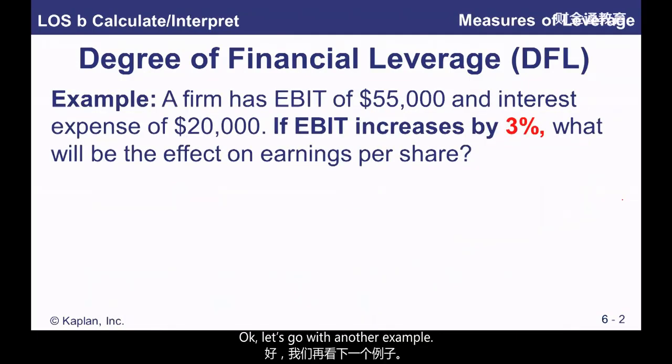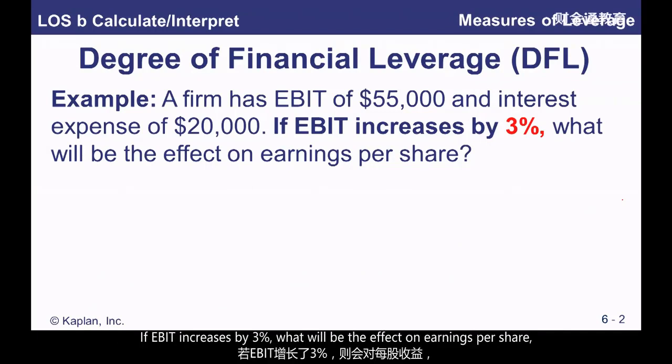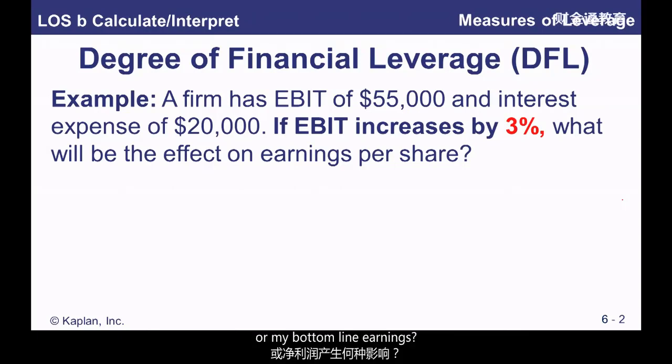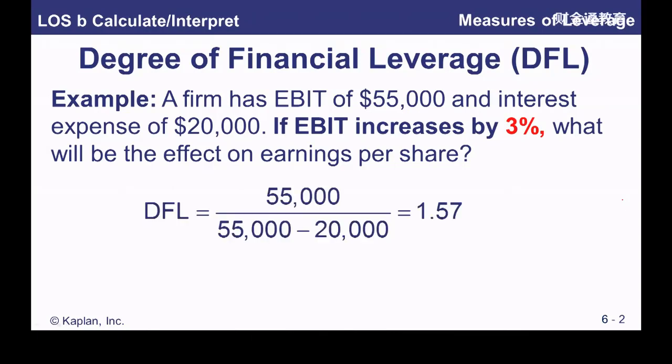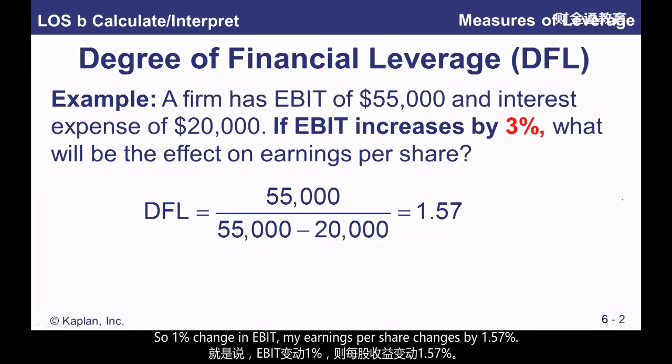Okay, let's have a go at another example. So a firm has EBIT of $55,000 and an interest expense of $20,000. If EBIT increases by 3%, what will be the effect on earnings per share, so on my bottom line earnings? So first of all, we need to calculate what our degree of financial leverage is. So take EBIT, 55,000, divided by EBIT minus the interest, so 55 minus 20, I get 1.57 times. So for a 1% change in EBIT, my earnings per share changes by 1.57%.